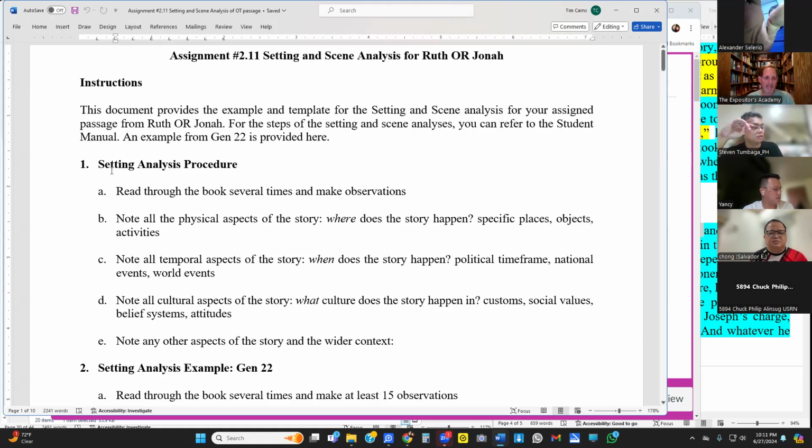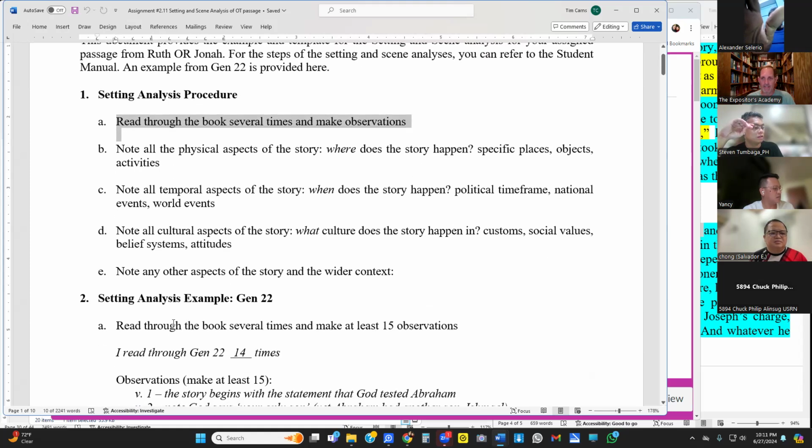So when you do the setting analysis, you're doing it for the whole book. When you do the scene analysis, you're just going to do the setting for each scene of your story. Does that help?